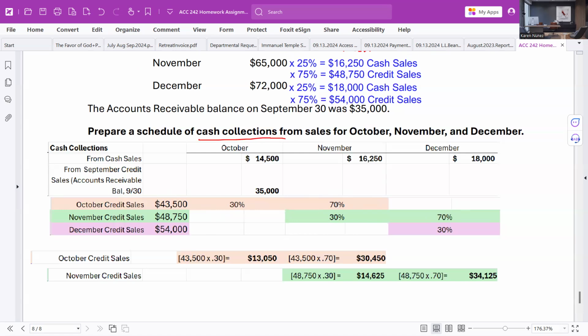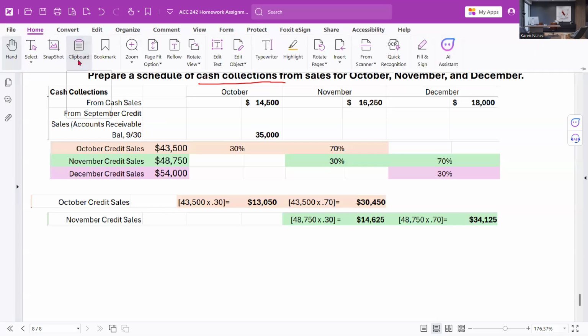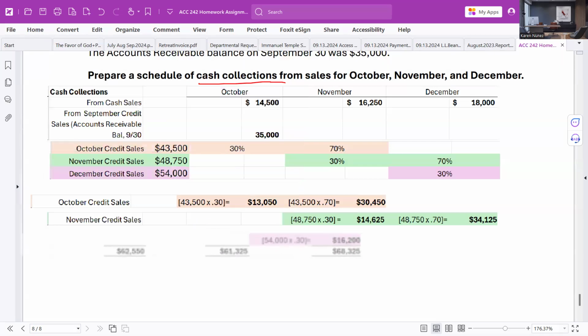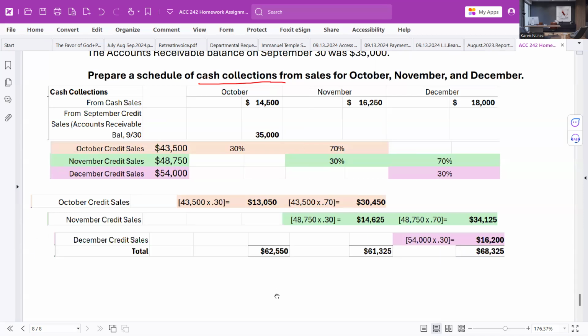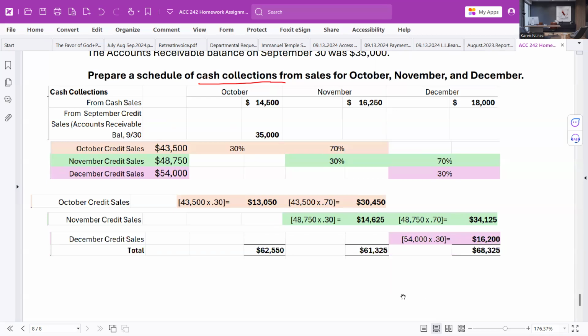And then the last piece here is just December. Okay, so I filled in what's going to happen in December. In December, it's just the 30% of December. 30% of the 54,000 is 16,200. And I also filled in the totals.